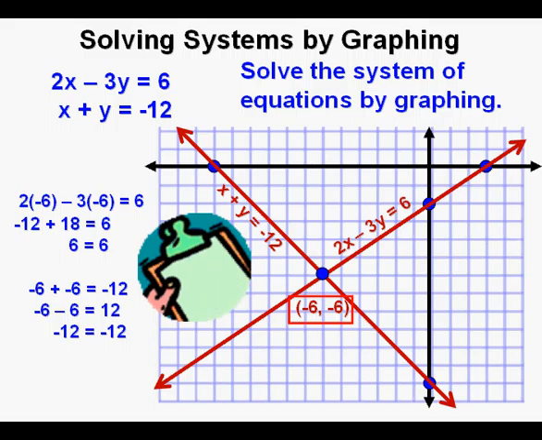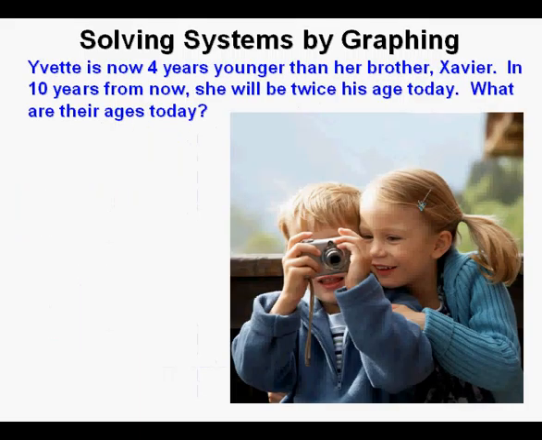We'll look at solving a word problem by graphing. Yvette is now 4 years younger than her brother Xavier. In 10 years from now, she will be twice his age today. What are their ages today?